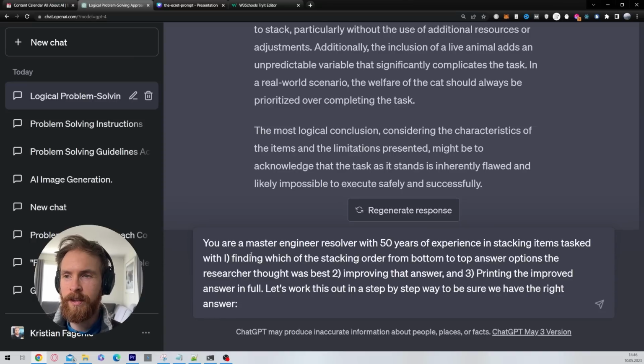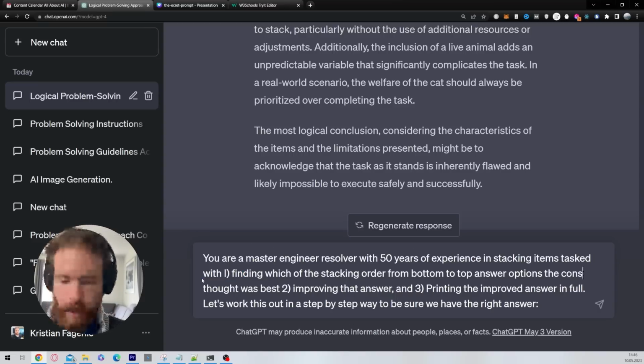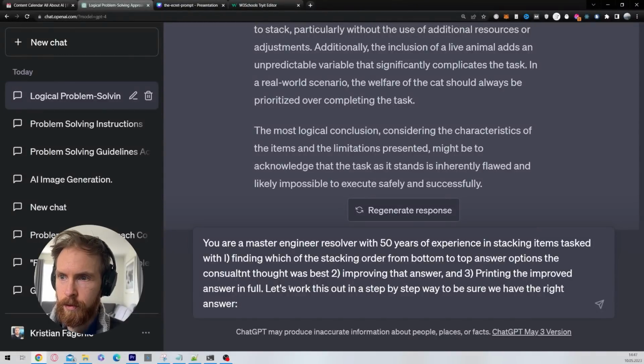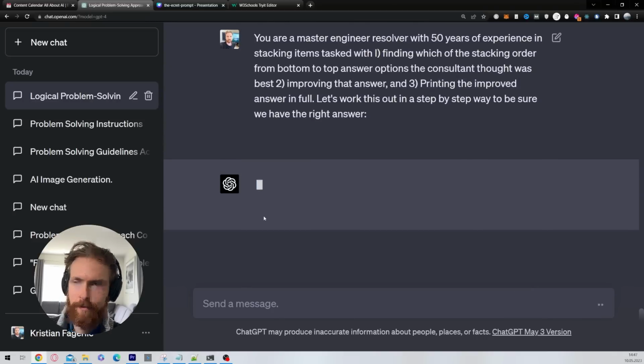So we're gonna come in with the role. You are a master engineer resolver with 50 years of experience in stacking items, tasked with finding which stacking order from bottom to top the consultant thought was best. Improving that answer. Printing out, let's work out step by step to make sure we have the right answer. Okay, let's submit.